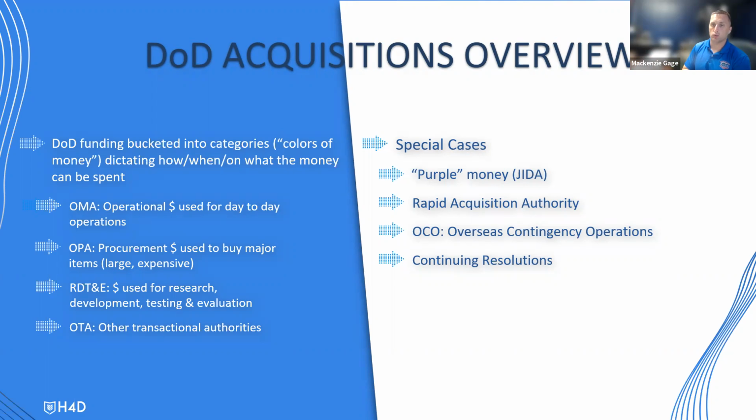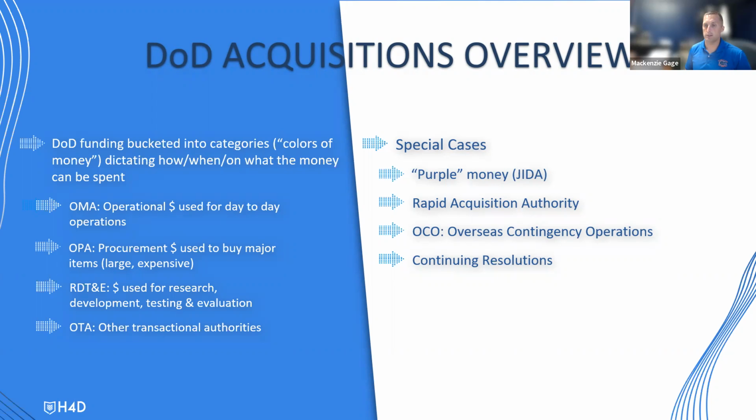RDT&E money, so that's research and development money used to develop products over time. So maybe they're not quite ready to enter into production where the procurement money is going to pay for them to be produced and fielded to the different services, but they need to be researched, developed, tested, evaluated, and brought up to that level where they're ready to be produced and put out to the users.